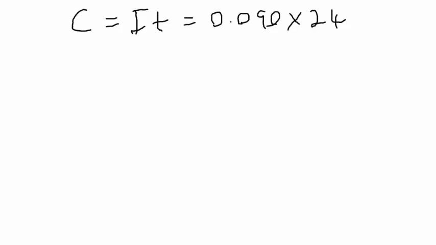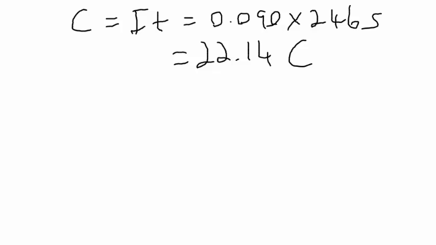So first of all we need to find the total charge that's being passed, and that is current times time. So 0.09 amps times 146 seconds. That gives us a total charge of 22.14 coulombs.